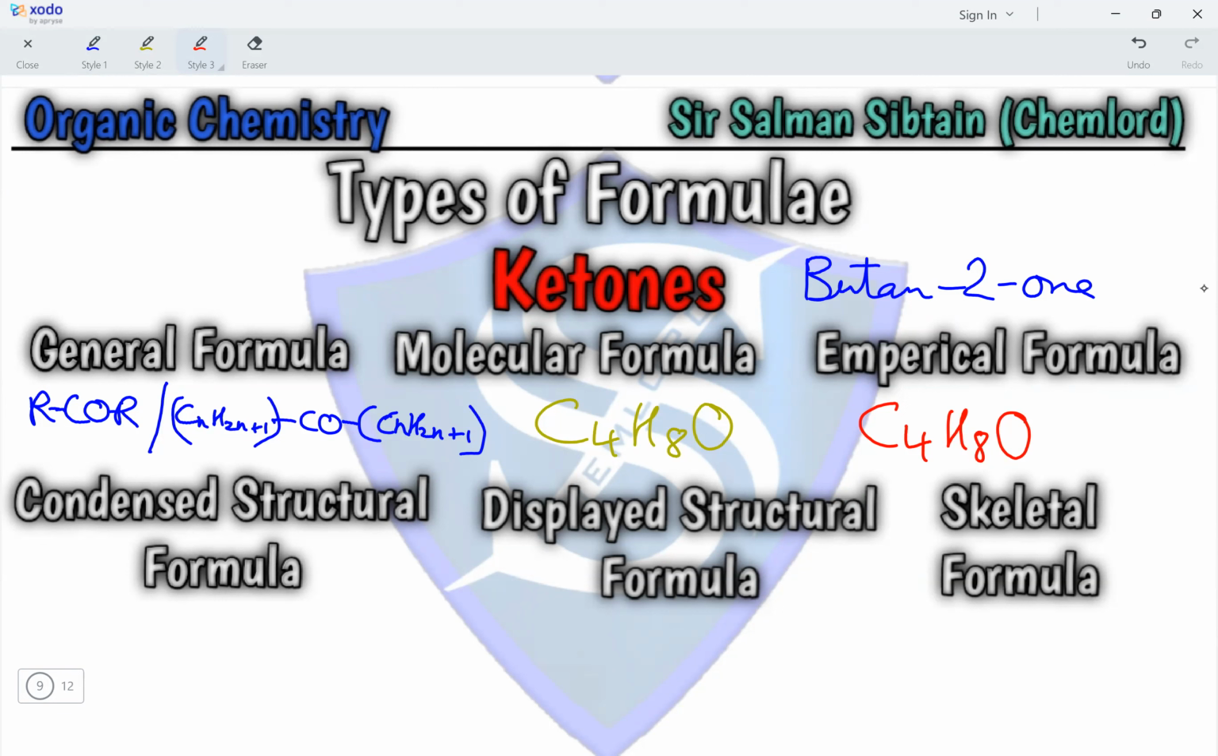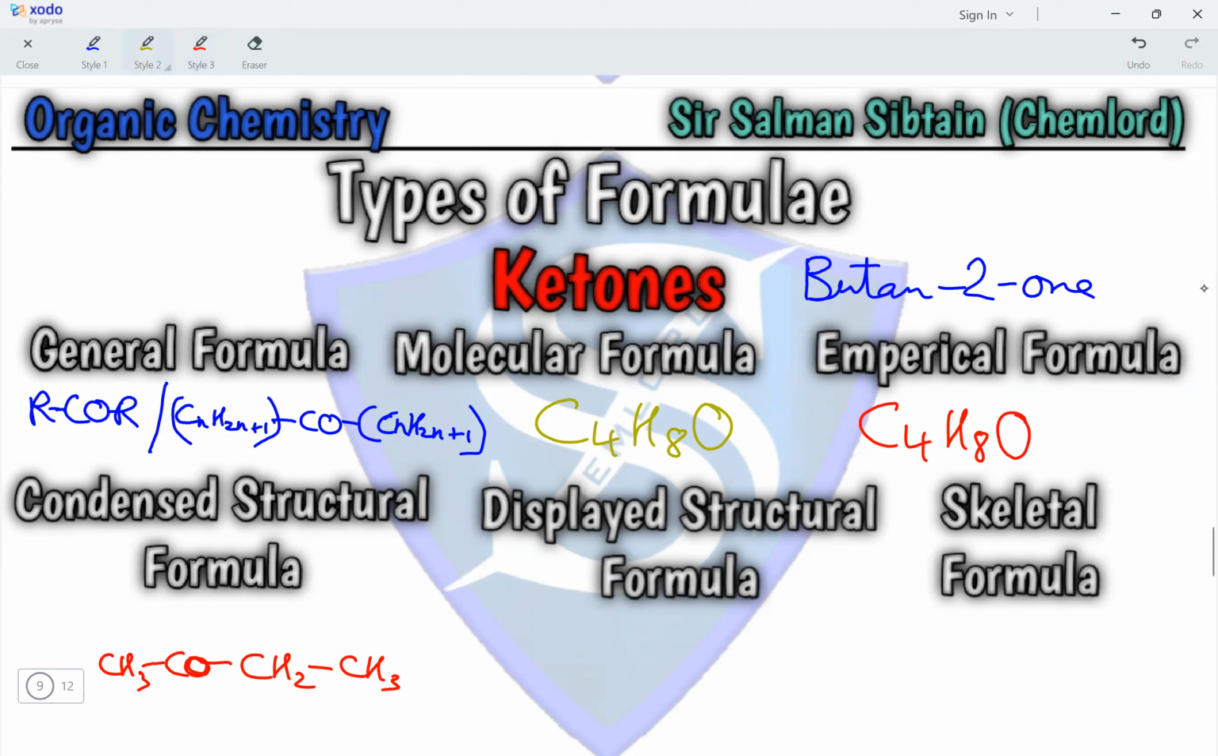In order to make the condensed structural formula, we have the C double bond O placed at the second position in the name. So we would have a CH3 group placed on one side, and in order to complete the four carbon chain, we would have a CH2 group followed by a CH3 group. So this is the condensed formula. In the condensed formula we don't show the displayed form of the C double bond O group, so we would write it as CO in between the CH3 and the CH2 groups.